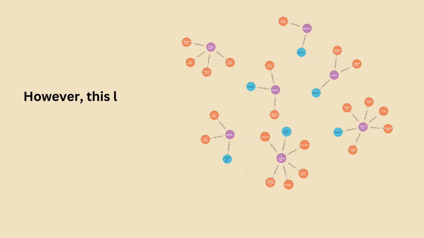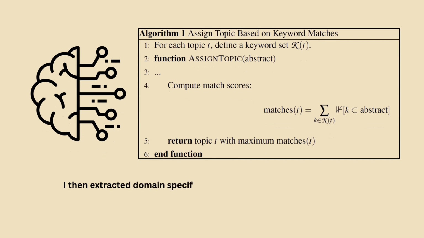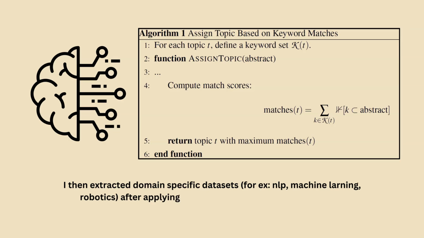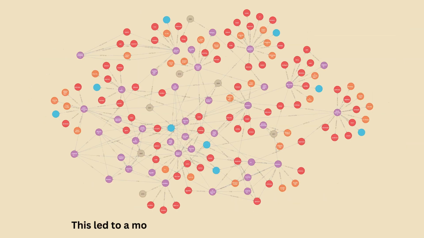However, this led to a very sparse and inefficient representation. I then extracted domain-specific datasets, for example NLP, machine learning, robotics, after applying my article classification algorithm and reconstructed the knowledge graph. This led to a more dense and interconnected representation.